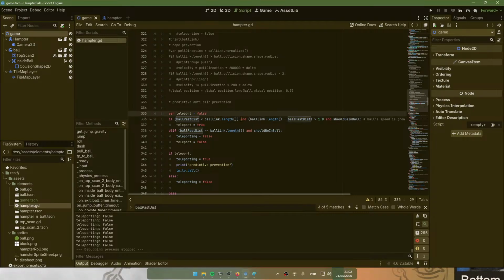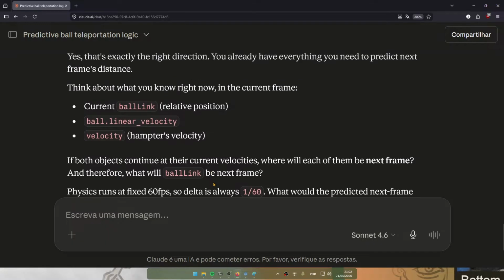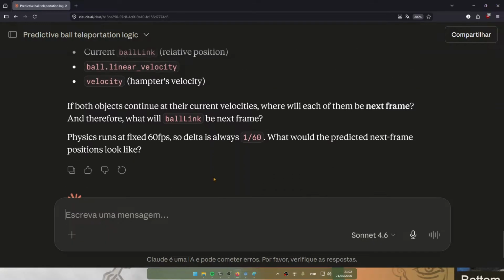Let me try to print. Like, this didn't help. If both objects continue at their current velocities, where will each of them be next frame? And therefore, where will ball link be next frame?